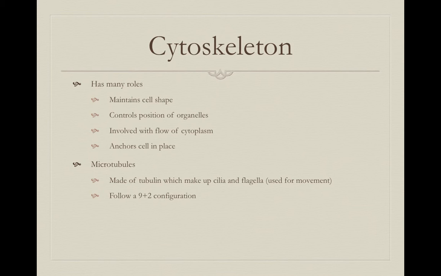The cilia are little strands on the surface of the membrane, and those also help with movement, as well as the flagella, which is like a tail at the end of the cell. They follow a 9+2 configuration, which is the configuration of the cilia and the flagella. And then microfilaments are assembled from actin filaments, and they help support the shape of the cell.